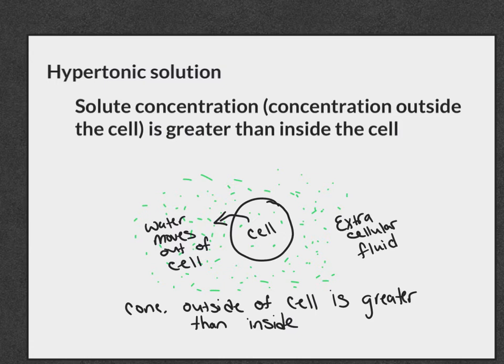This is so that the cell can reach equilibrium, because the cell always wants to be in equilibrium. But because of this movement of water from the inside of the cell to the outside of the cell, the cell can shrink. And if the solution that is outside of the cell is very hypertonic, this could cause the cell to die if it shrinks too much.